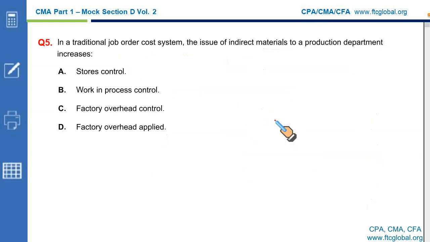Next, in a traditional job order cost system, the issue of indirect material being issued to production department increases what? Mind the word, we're looking for an increase in any of the following. First, stores control.